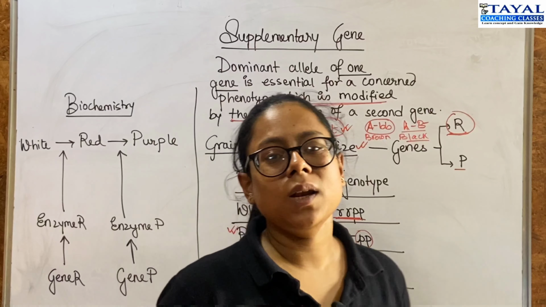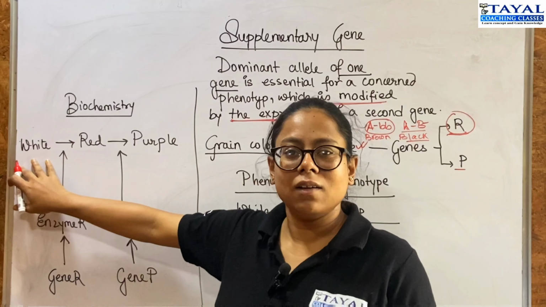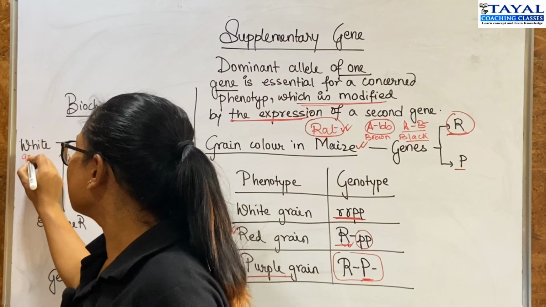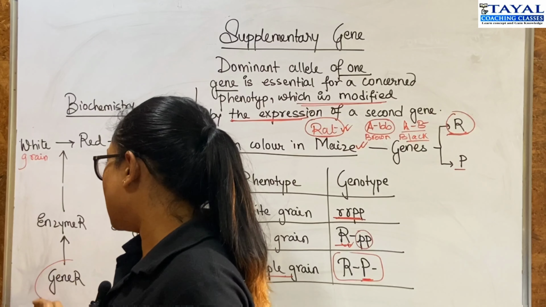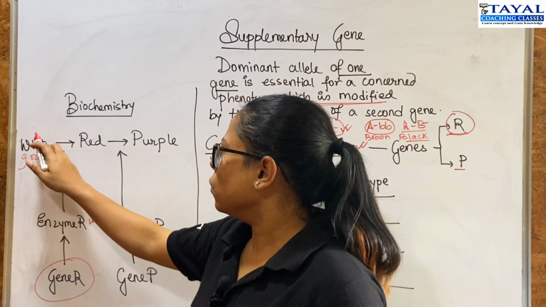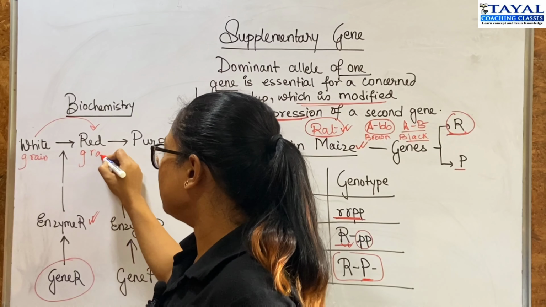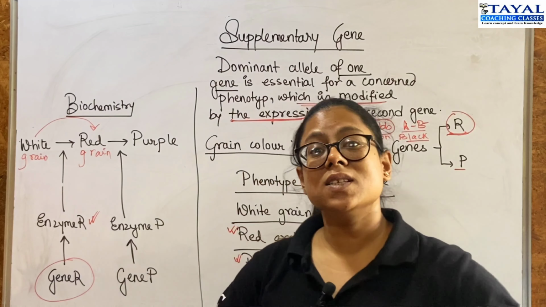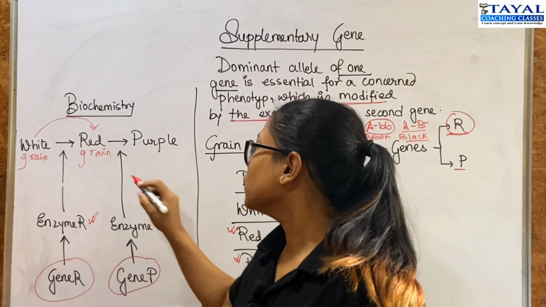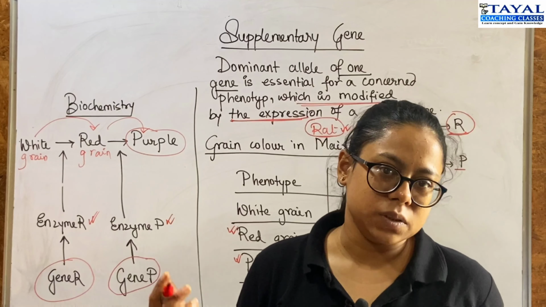Right? So when we look into the biochemistry of it, the idea is that there is initially a white or colorless pigment which is giving you the recessive genotype or the white grain, correct? If the R gene is present in even one dominant copy, then obviously the enzyme R will get produced. The white pigment will get converted into the red pigment and you will get the red grain, correct? If now, however, the supplementary gene, the P gene, is also present and is expressed, then it will convert the red pigment into a purple pigment and then you will get the purple grain.